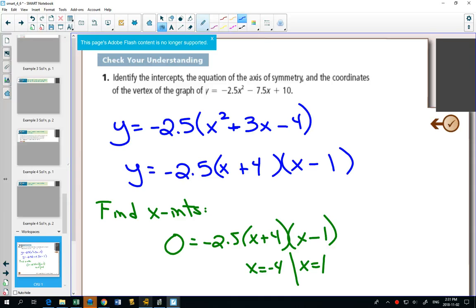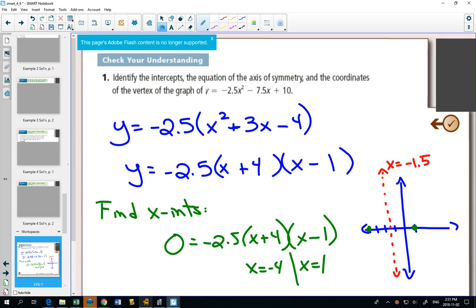If we were drawing a graph off to the side, often drawing a graph helps you see what's happening. We now know that we have an x-intercept there and an x-intercept there. If I add up those values and divide by 2, I get my axis of symmetry at -1.5.